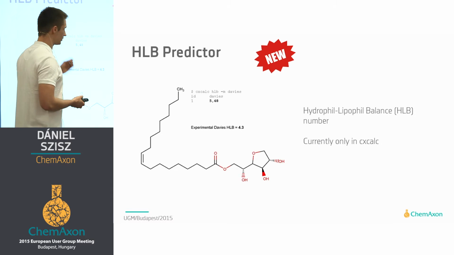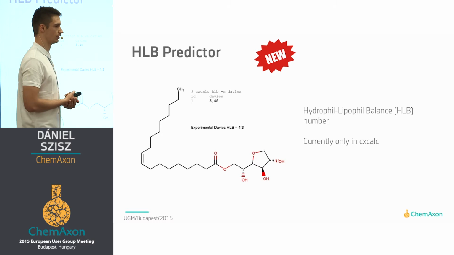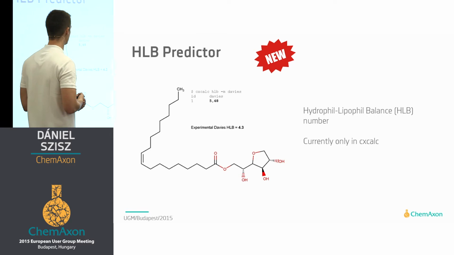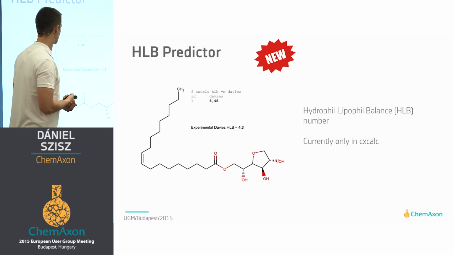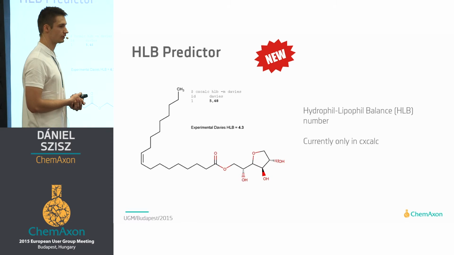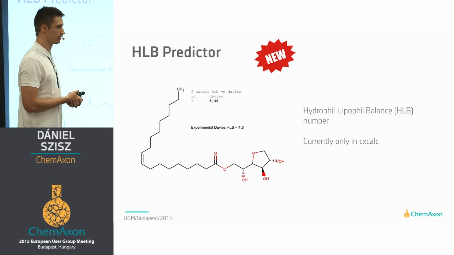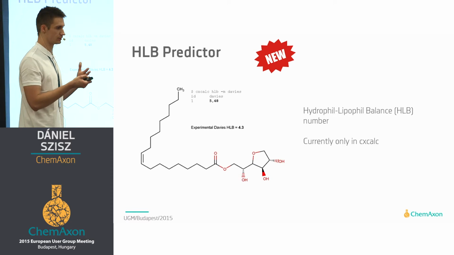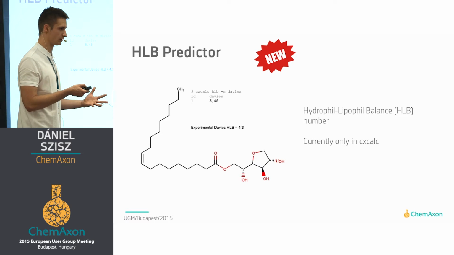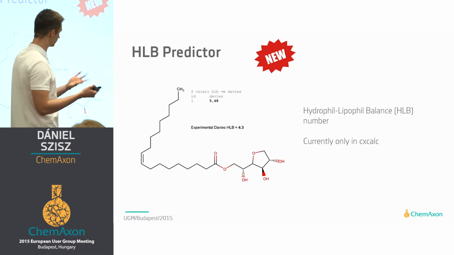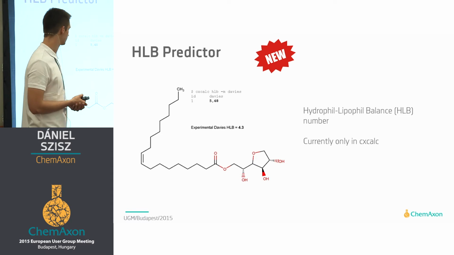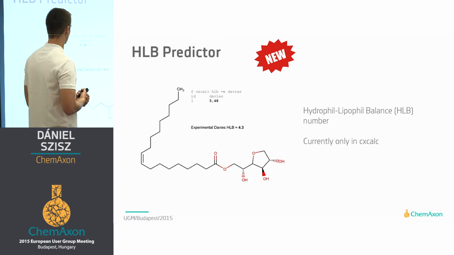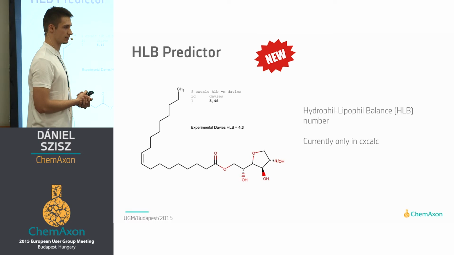And the last slide is about a new plugin which will be released in Marvin soon. It's called the hydrophile-lipophile balance number prediction, or the HLB number. This is an important descriptor in so-called lipid-based systems. So in any system, for example in drug discovery, when lipid-based delivery could be an important factor. It could also be an important number for describing detergents in cosmetics, for example. And this is only available now in our ChemAxon command line tool.